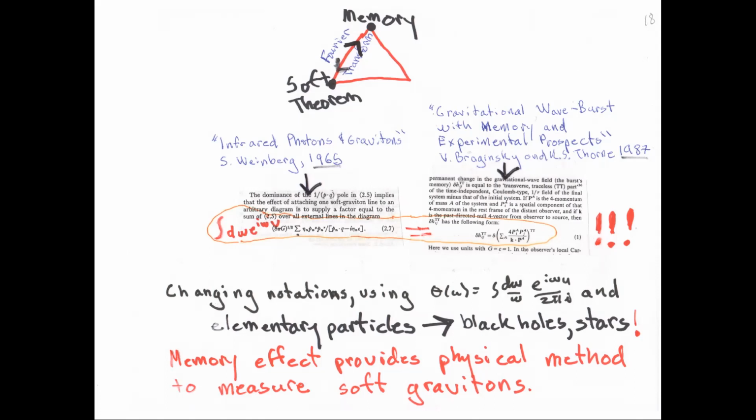But Weinberg was scattering hard particles, electrons or something, and Brzezinski and Thorne were scattering black holes and neutron stars. So they accordingly used capital P, because they were big things, whereas Weinberg used little p. Brzezinski and Thorne left the i epsilon prescription implicit, but otherwise you can see these two formulas are the same. And one is the gravitational memory effect, the other is the photon theorem.